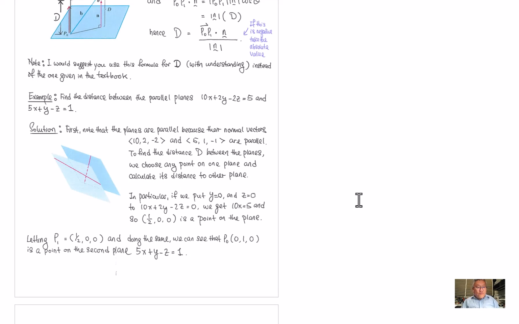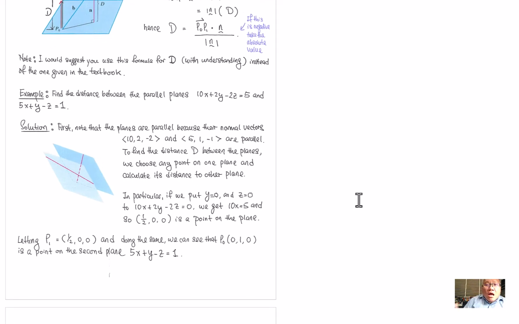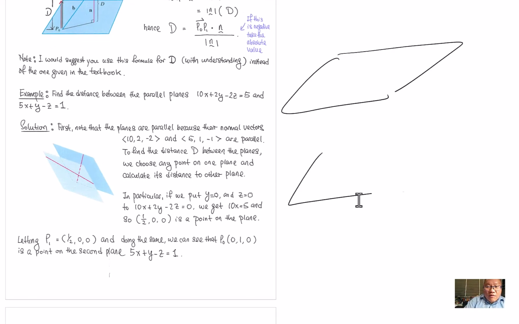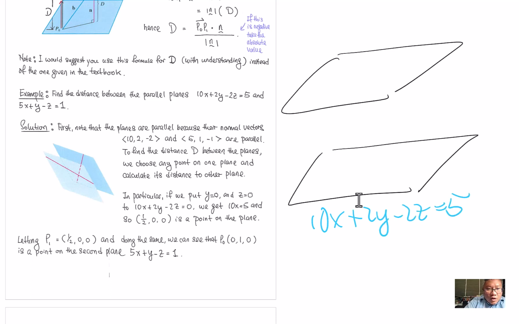What they are saying is the following. Suppose you have a plane and another plane, and they are parallel planes. Let's say this equation here is 10x plus 2y minus 2z equals 5. I'm copying this here, and again I'm drawing it conceptually. I don't really know exactly where they are. The other one is 5x plus y minus z equals 1. And you should be able to tell that they are parallel.